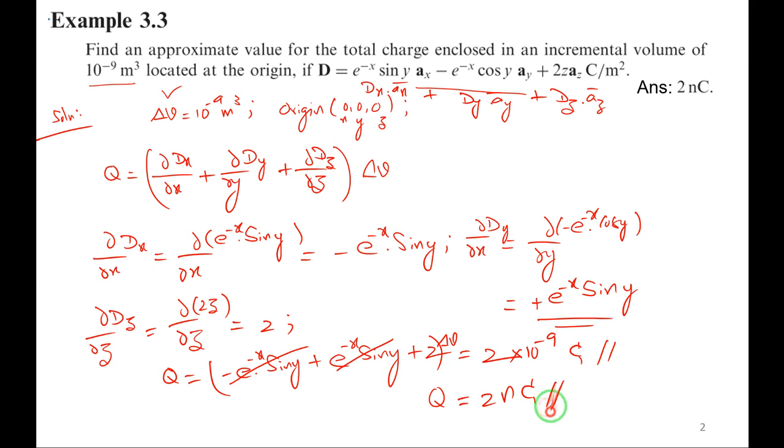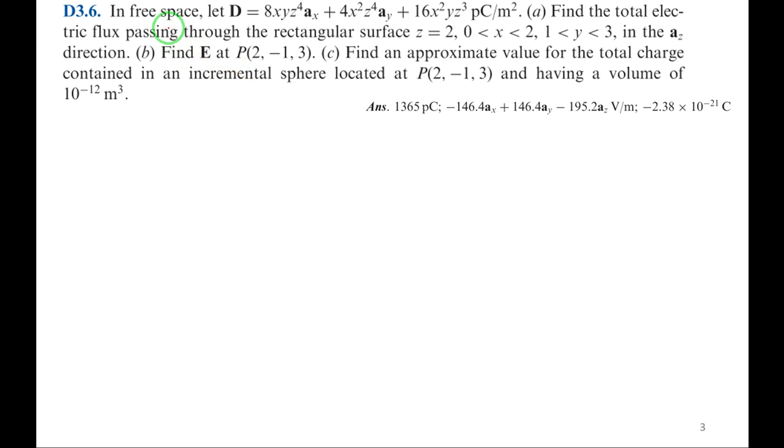I hope you understood. Right, you have substituted, but we have forgotten delta v, so multiply the delta v here. Delta v is 10 power minus 9 meter cube, so q is equal to 2 nano coulombs. I hope you understood this. If any doubts, you can unmute yourself and ask the doubts so that I can clarify immediately. Okay, I will go to the next numerical.